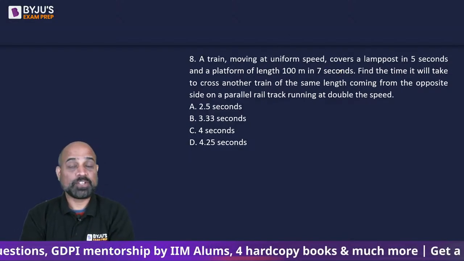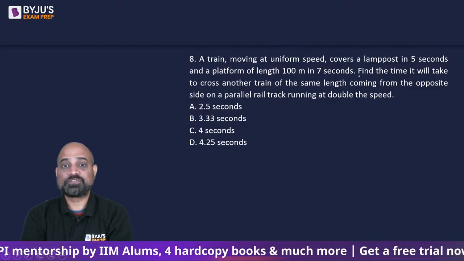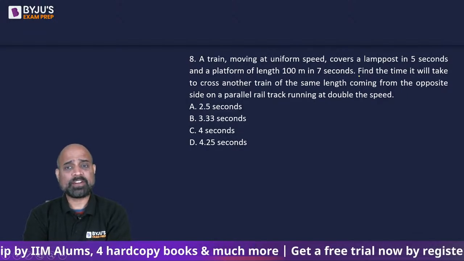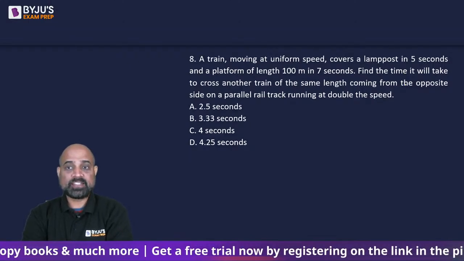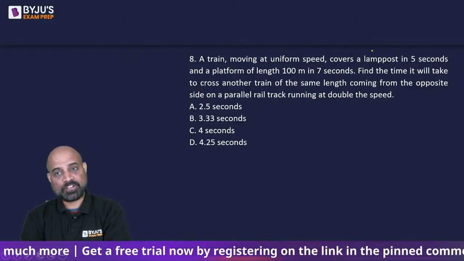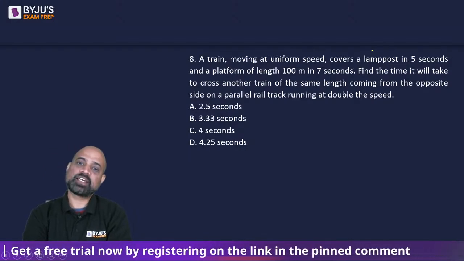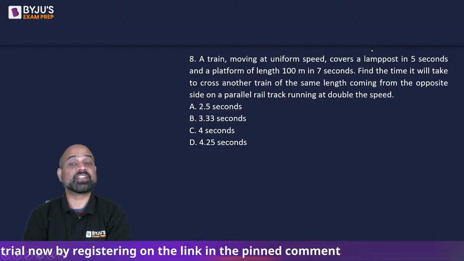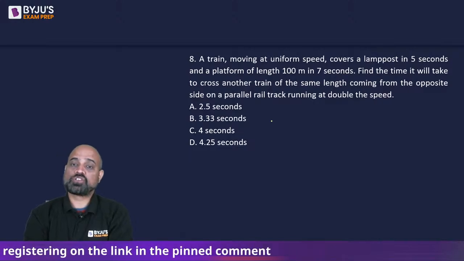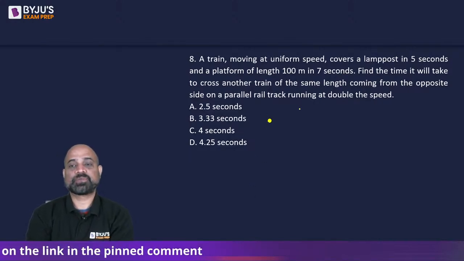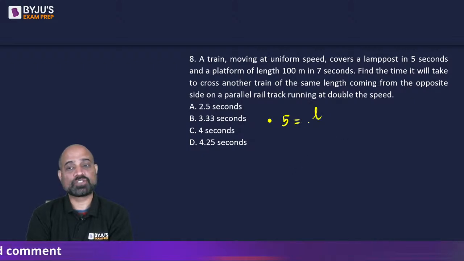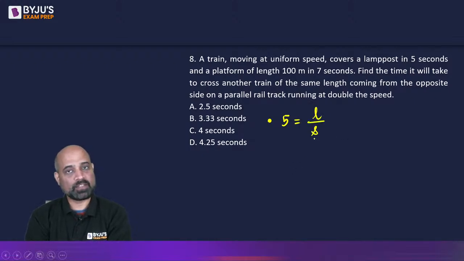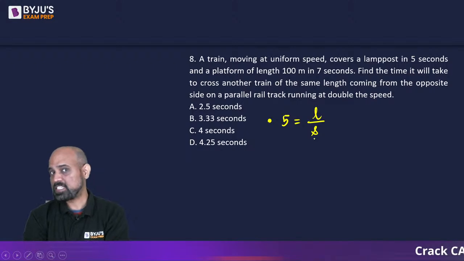A train moving at uniform speed covers a lamppost in 5 seconds and a platform of length 100 meters in 7 seconds. So a TSD question. Find the time it will take to cross another train of the same length coming from the opposite side on a parallel rail track running at double the speed. So the first thing that is given to us is that in 5 seconds the train can cover its own length at its own speed, where L is the length of the train, S is the speed of the train.